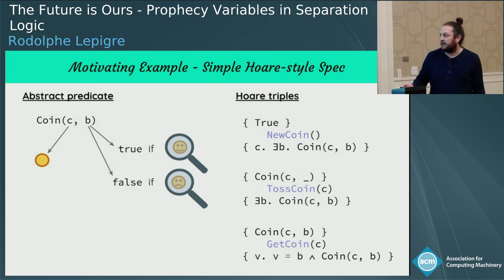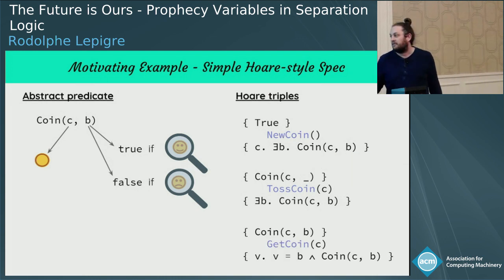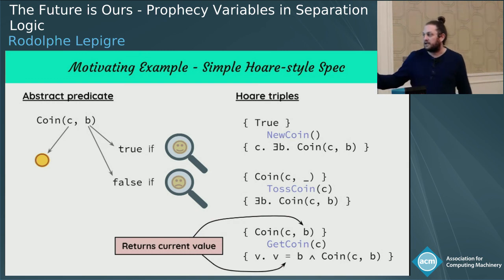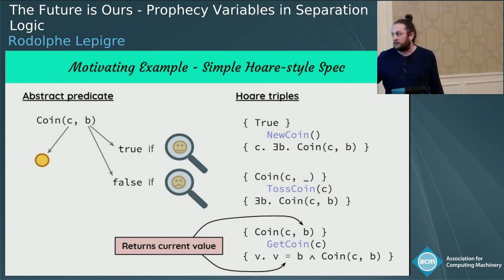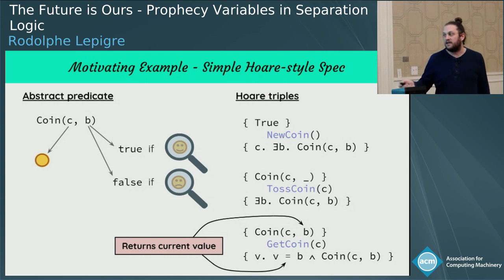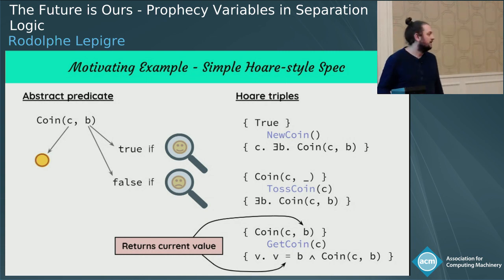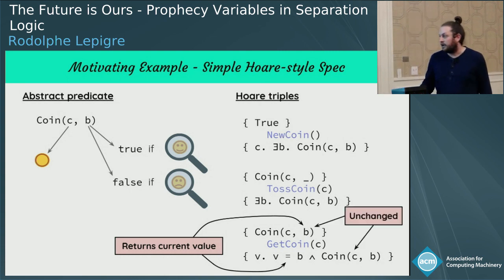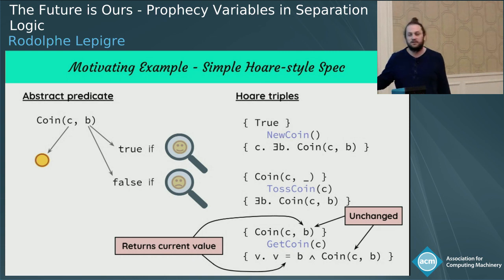And finally, for getting the value of the coin, again, we need the input to be a coin. So this appears as precondition, and the function returns a value v that should match the abstract value of the coin that appears in the abstract predicate. Also notice that the coin predicate is left unchanged in the postcondition because getting the value of a coin doesn't change its value.